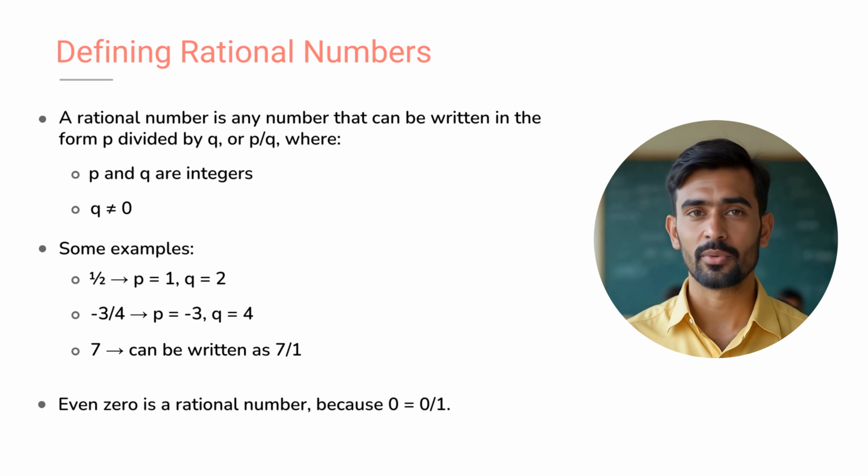Let's have some examples. 1 by 2 can be written with p as 1 and q as 2. Next, -3 by 4 becomes p as -3 and q as 4. 7 can be written as 7 by 1. Even 0 is a rational number. This means the set of rational numbers includes natural numbers, whole numbers, and integers. It's a big family of numbers.